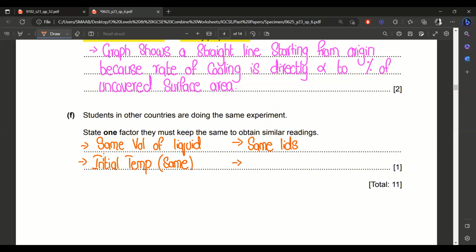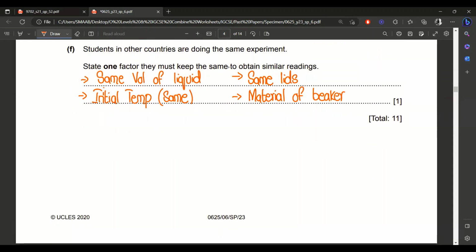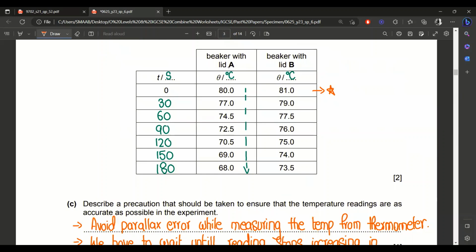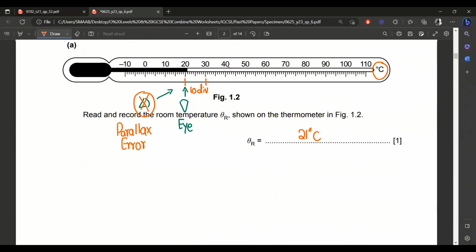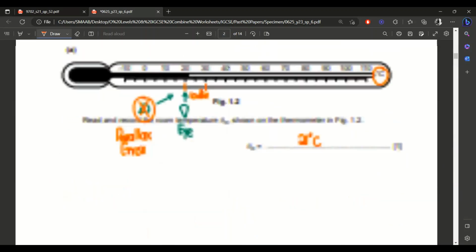And the same goes for the material of the beaker. We have to use the same material for each beaker that students are using in different countries. So there are multiple factors, and that is also not very difficult to answer. That relates to all the previous parts of this question. So any confusion in question one? No, sir, it was easy.